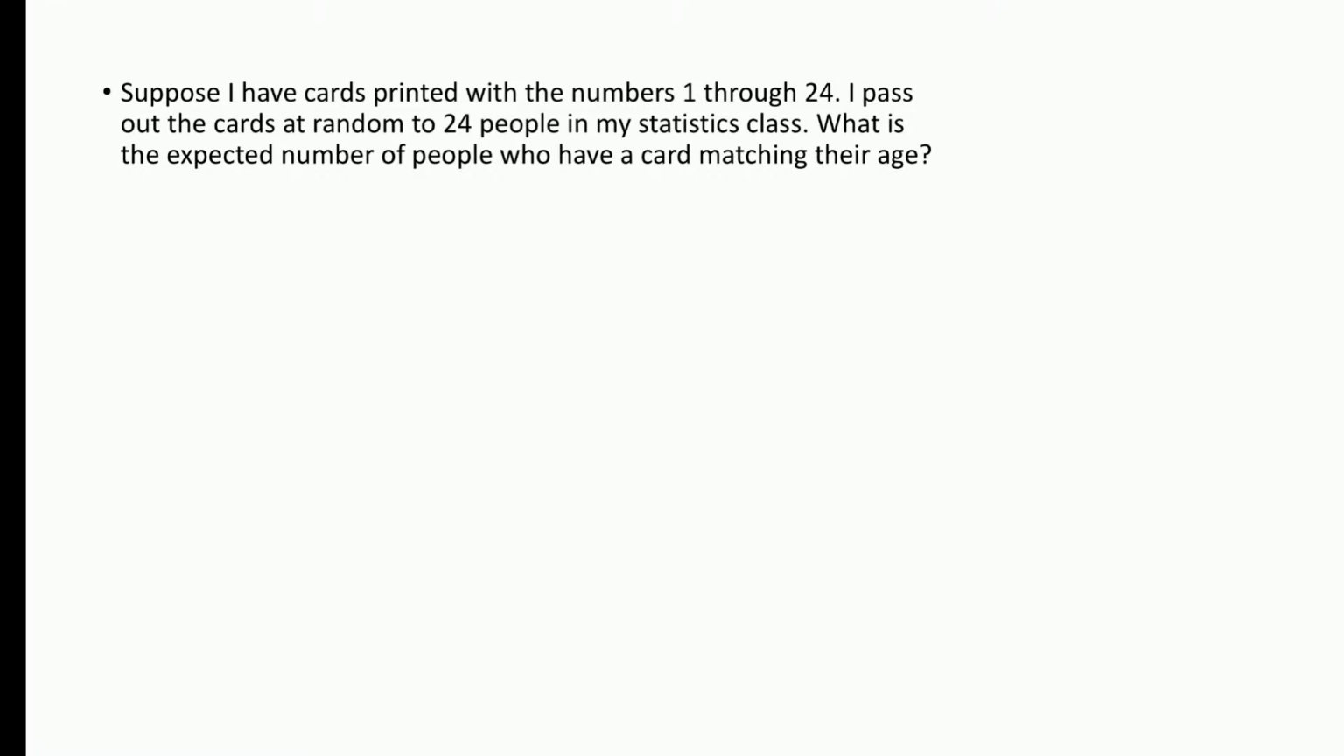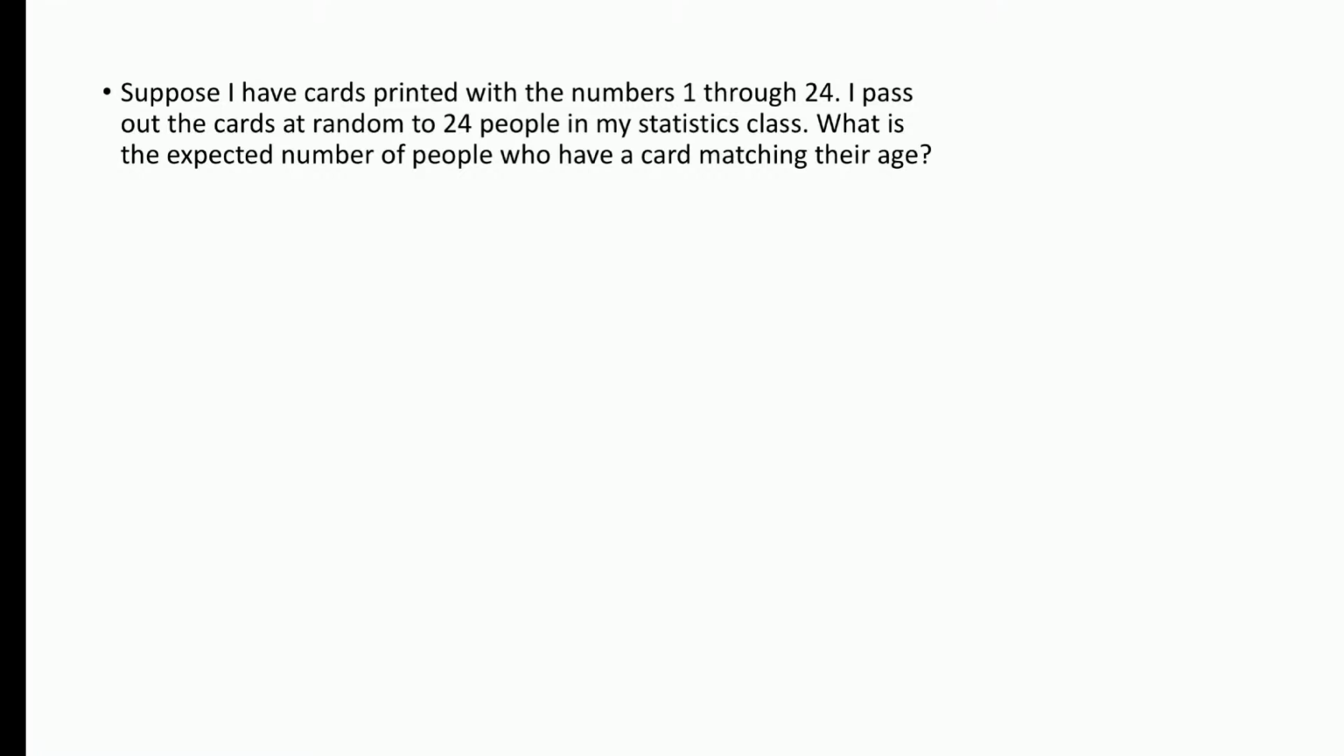I've got these cards. I'm passing them out to 24 people, and you have to understand that these are all young people. None of them are 30 years old, okay? No non-traditional students. So they're all under the age of 25, so 24 or younger. In other words, each of those 24 people has a card. There is a card in the stack that matches their age.